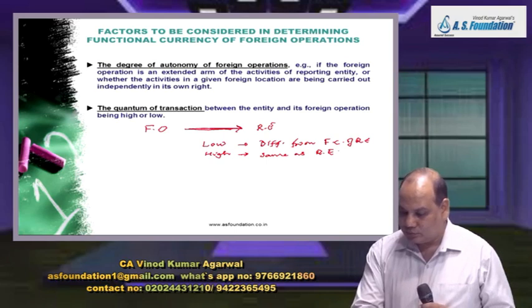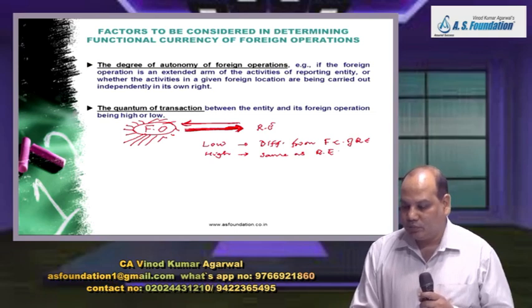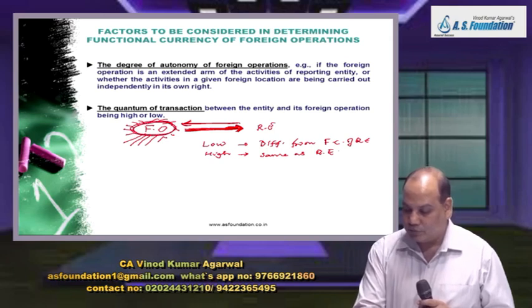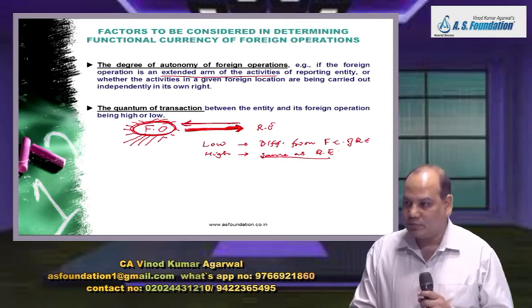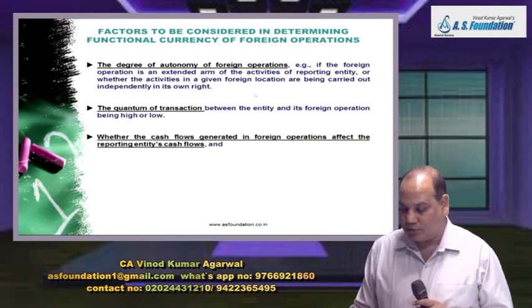Many times what happens, the reporting entity will, I will draw the diagram here, sell its goods to foreign operation, and then foreign operation will sell those goods in the local market in that foreign country, and then whatever money they collect they transfer to reporting entity. If this type of arrangement is there, then the functional currency of this foreign operation, which is just an extended arm of the activity of the reporting enterprise, will be treated as same as reporting entity. But one has to apply judgment. In case it is not 100%, then judgment.